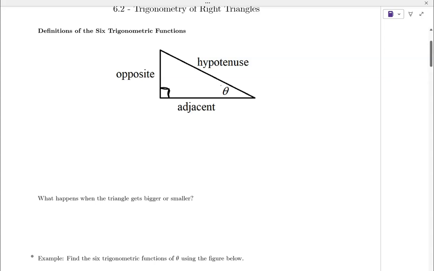So using that language, we're going to define 6 different ratios out of that triangle, and that's going to give us the 6 different trig functions. Okay? So the first one we're going to talk about is the sine function. So sine has an extra E on the end, but when we do sine function, we abbreviate it S-I-N.